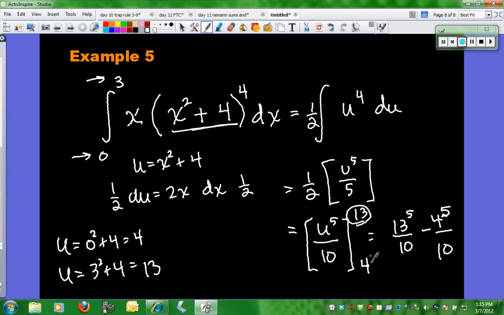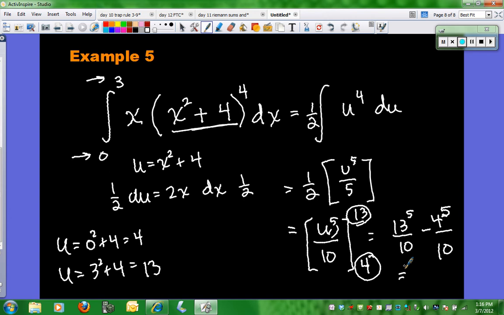These values represent u's. They are in terms of u. The 0 and the 3 are in terms of x. So you've learned u substitution where you plug the u, x squared plus 4, back into this. Sometimes it's easier to do that, sometimes it's not. I was just giving you another alternative to do that. And then you can come up with this answer and figure that out. I'm not going to do that right now. You can come up with that answer, that area under that curve.